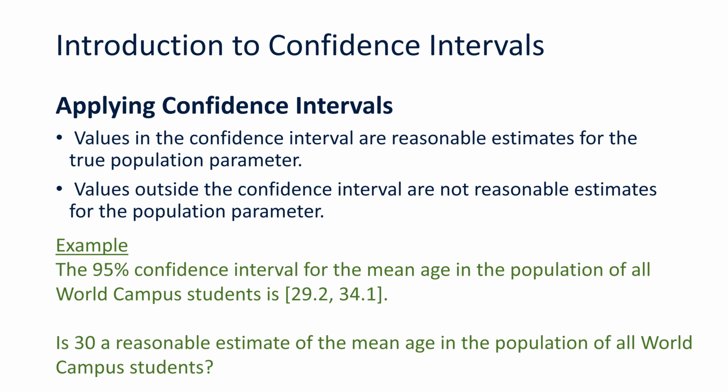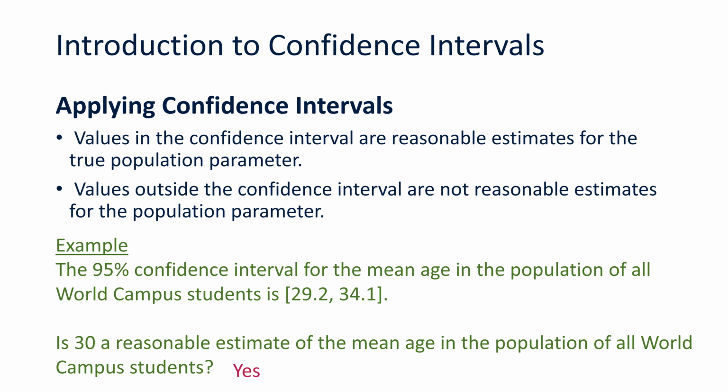And one more example. The 95% confidence interval for the mean age in the population of all World Campus students is 29.2 to 34.1. Is 30 a reasonable estimate of the mean age in the population of all World Campus students? Any value between 29.2 and 34.1 is a reasonable estimate. Because 30 is within this confidence interval, yes, 30 is a reasonable estimate for the mean age in the population of all World Campus students. As always, there are some additional examples in the online notes.